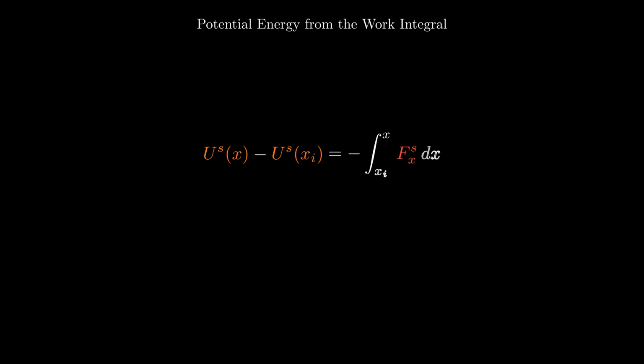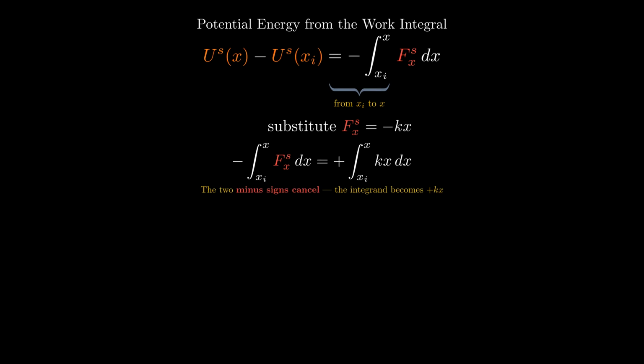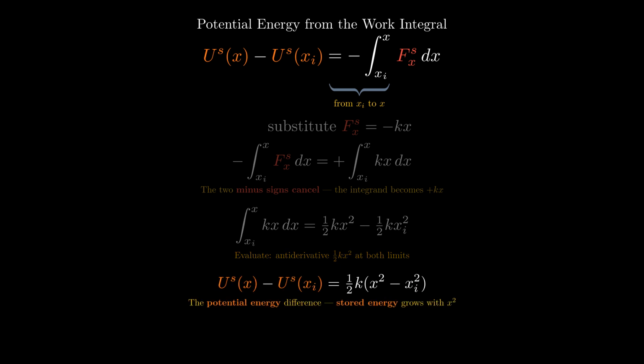The change in potential energy is minus the integral of the force component from the initial position x sub i to the final position x. Substitute the force law minus kx and the sign flips. The integrand becomes plus kx. Integrating kx from x sub i to x gives 1/2 kx squared minus 1/2 k x sub i squared. So the potential energy difference is 1/2 k times the quantity x squared minus x sub i squared.